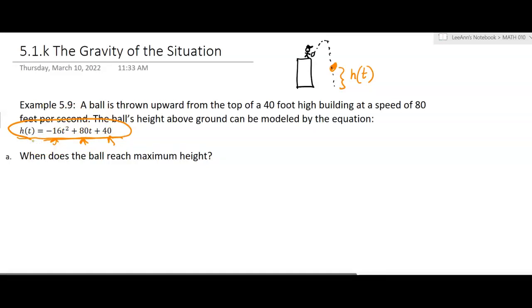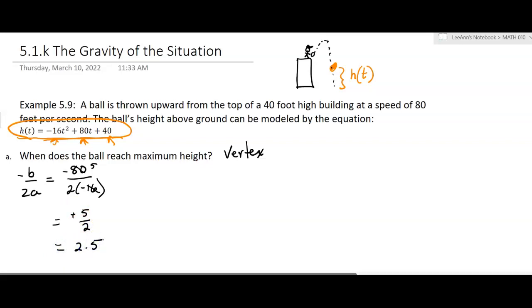When does the ball reach a maximum height? Well, then we want to know the vertex, right? Anytime we're doing a maximum or a minimum, we want to know the vertex. So, vertex. Okay, so the opposite of b over 2a, we know to do that. So I'm going to have negative 80 over 2 times negative 16. Well, 16 goes into 80, I'm pretty sure 5 times. And so it's going to be negative 5 over 2. Oh, no, it's not. It's going to be positive. Oops. It's going to be 2.5.